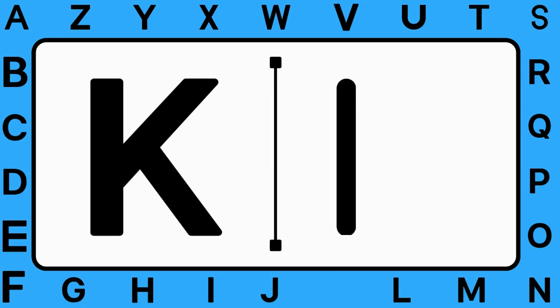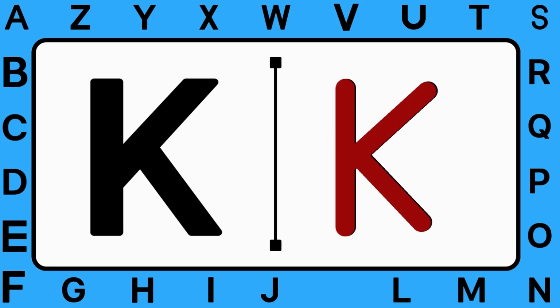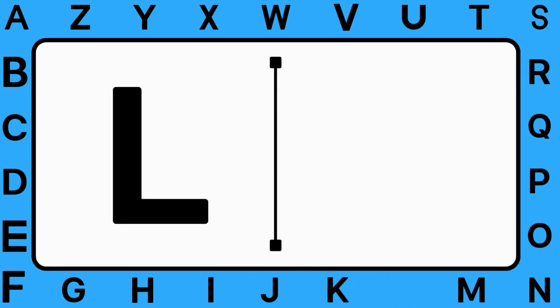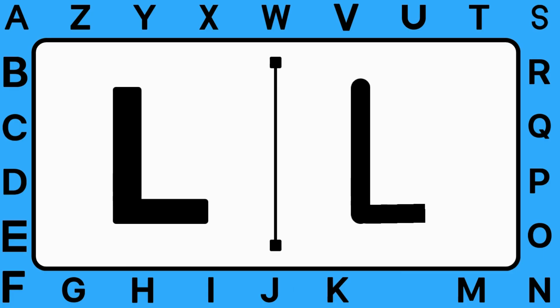Draw a straight line down. Add a slanted line up. Add a slanted line down. Cool, that's K. Next letter. Draw a straight line down. Add a line to the right. Lovely, that's L. Next one.